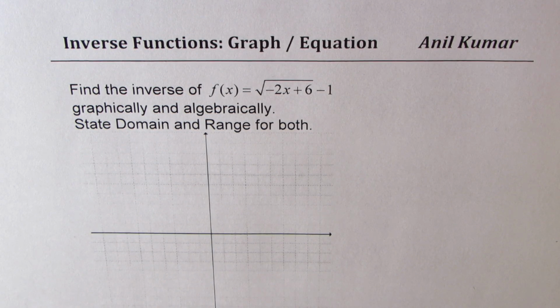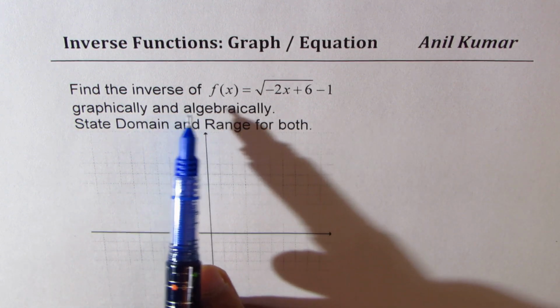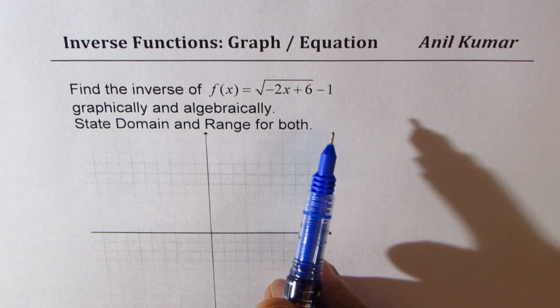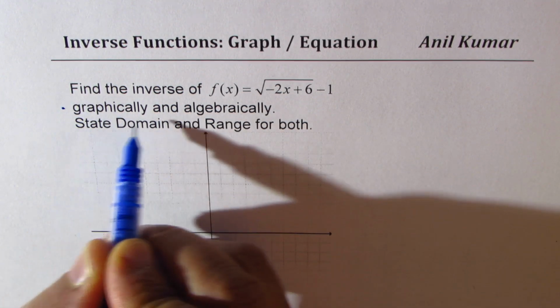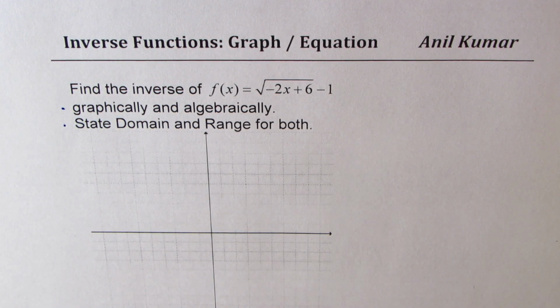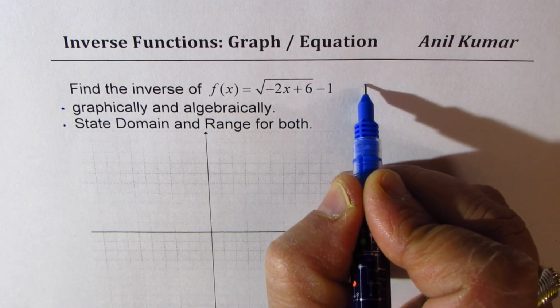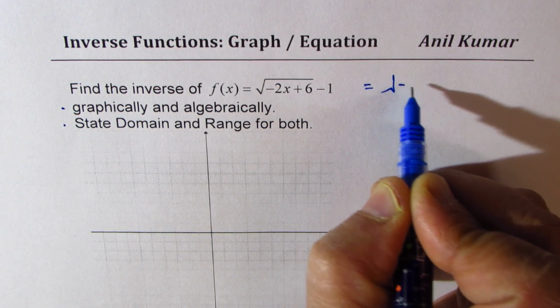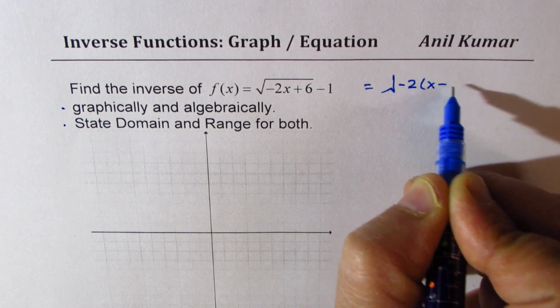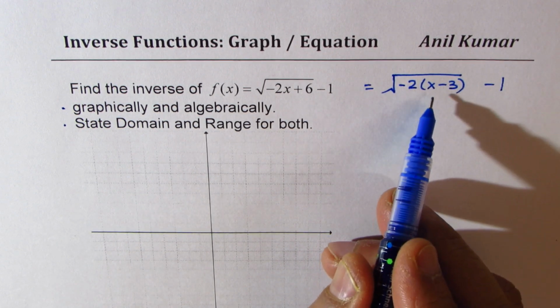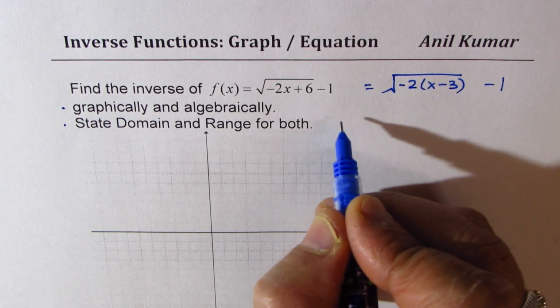Now let us see how to find the inverse of a square root function. We need to find the inverse of f of x equals square root of minus 2x plus 6, minus 1, graphically and algebraically. And we need to state the domain and range for both. Now it is important to rewrite this function to understand its domain and range. We could write this as equal to, taking minus 2 common, x minus 3, minus 1. Now that gives you clearly the domain and range for the function.